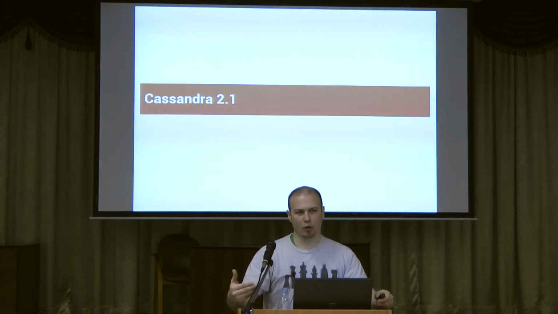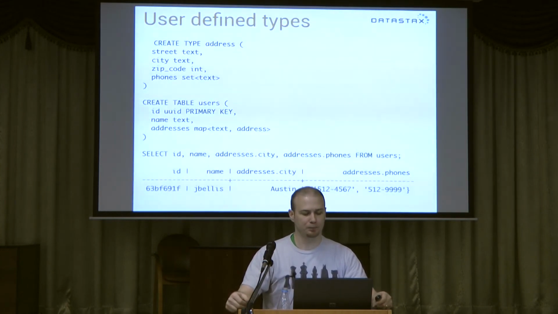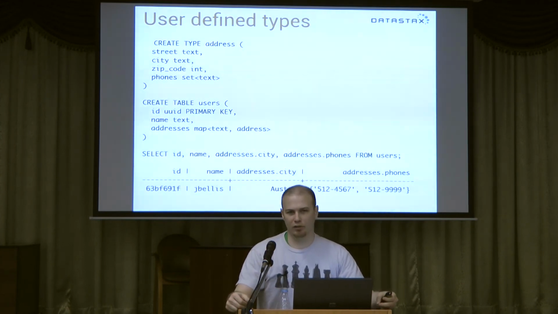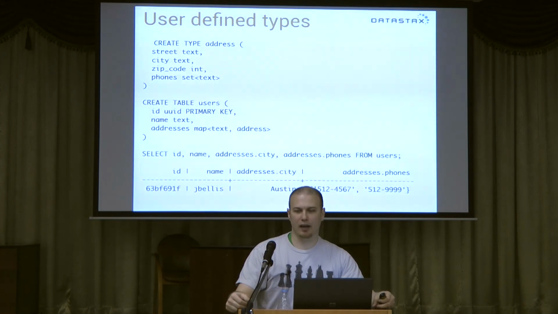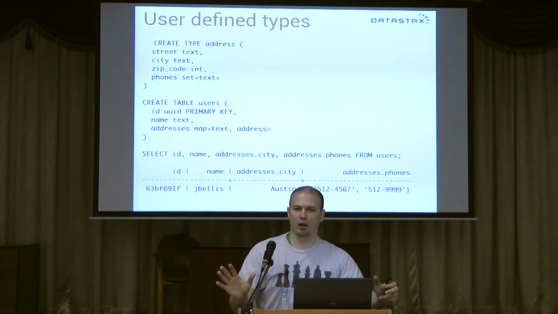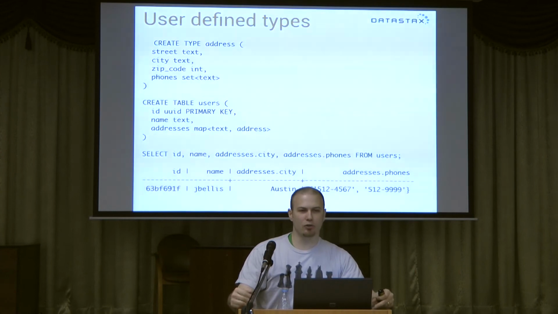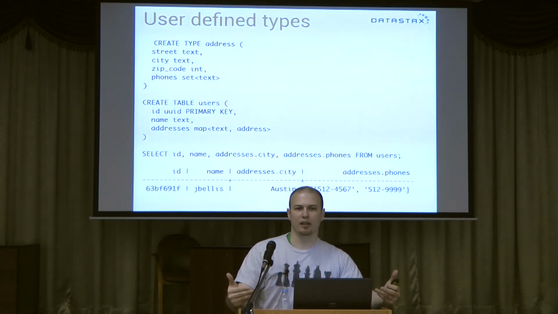So some of the stuff we're working on for the next release of Cassandra early next year. One is user-defined types. I mentioned that we allow you to say that a column is a set or a map or a list, but those are not nestable. You can't have a map of maps. So user-defined types allow us to make nestable types.